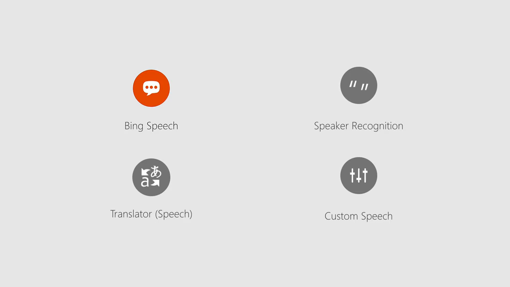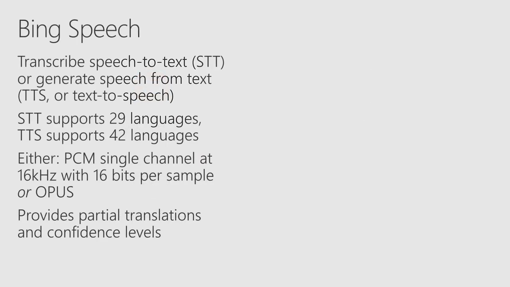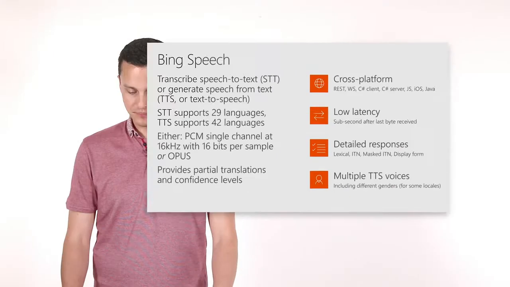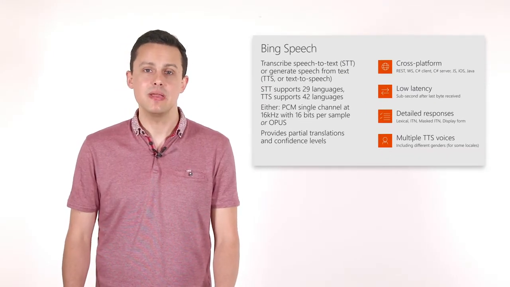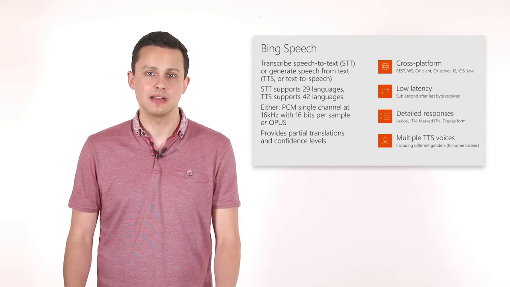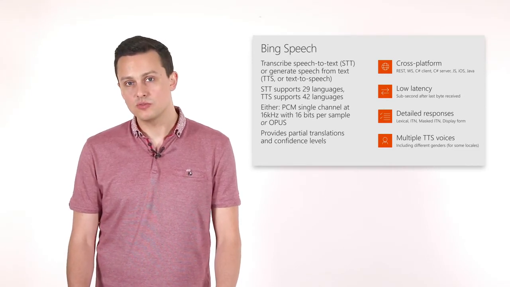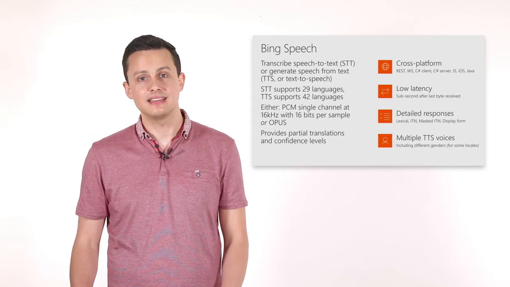So let's start with Bing Speech. Bing Speech is Microsoft's general-purpose text-to-speech and speech-to-text engine. It supports a substantial number of languages, and it has a number of features that makes it easy to get started with. It has cross-platform SDKs and easy-to-use APIs. It is low latency, so it enables real-time or near real-time translations from your users. It also enables us to select one of many different synthetic voices, so you can customize the experiences your user receives. This is by far the quickest way to get up and running with speech-to-text and text-to-speech.